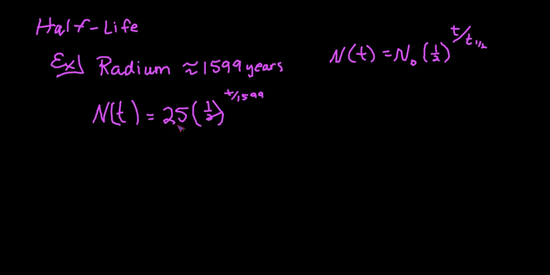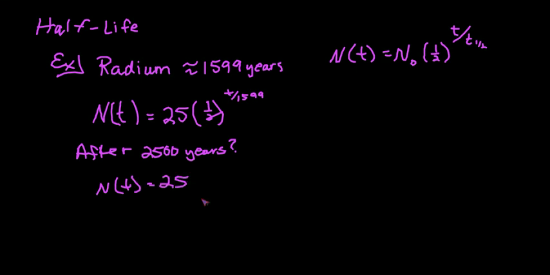So here is our situation. One thing that we want to figure out is, if at the beginning we had this amount, our 25 grams, we're going to take this and we want to find out after 2,500 years, how much would be left? So let's start it out here. Our N of t would be 25 times 1/2 raised to the 2,500 over 1599. And that's it. Now we let the calculator do the work for us and simplify it.